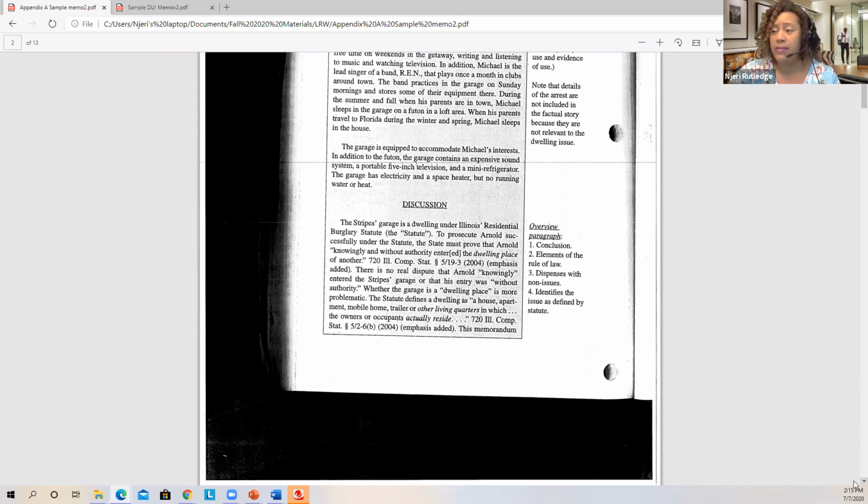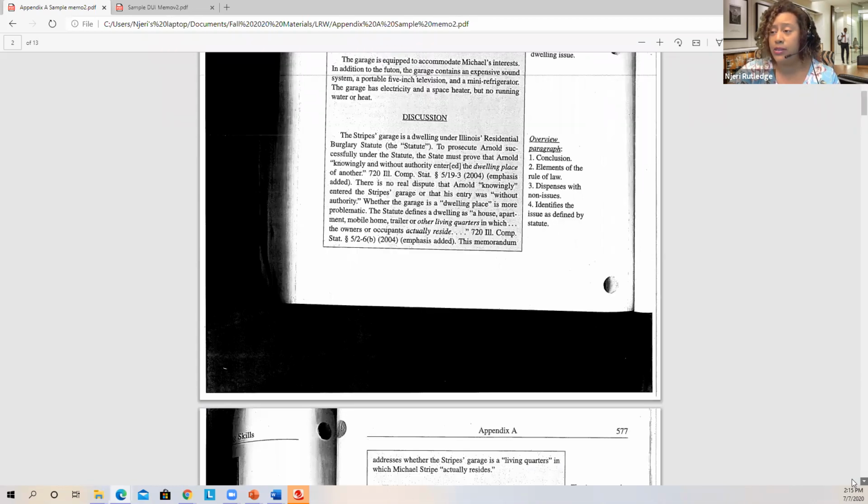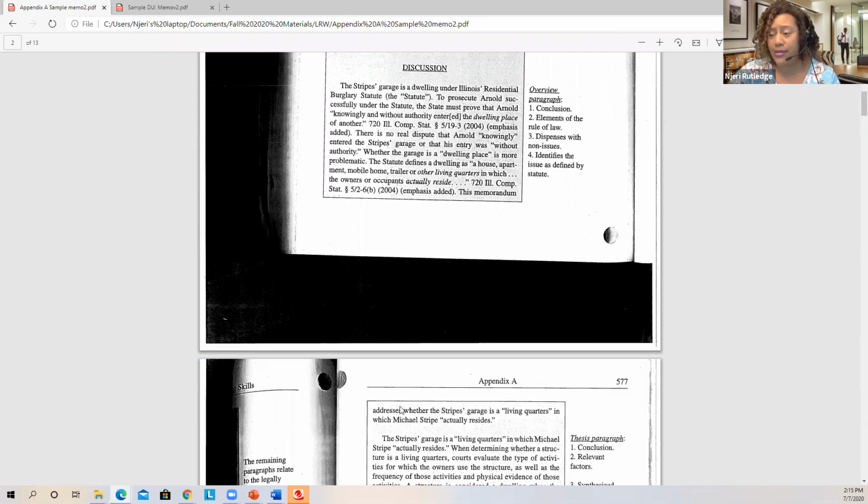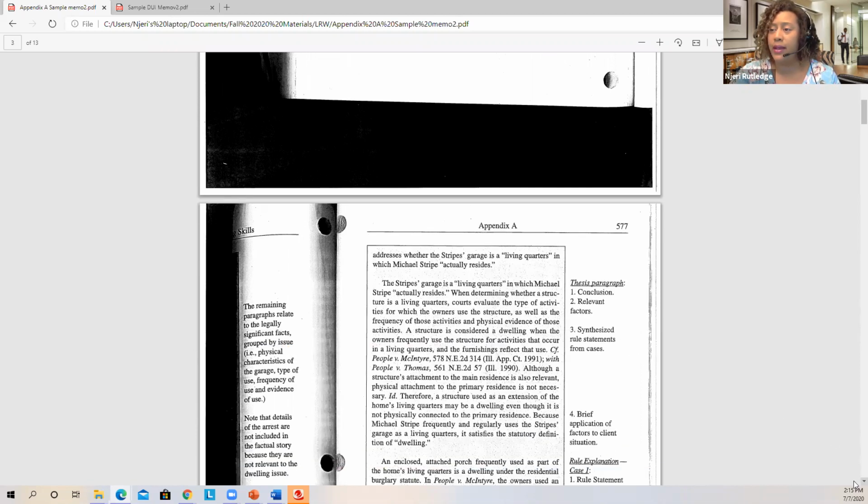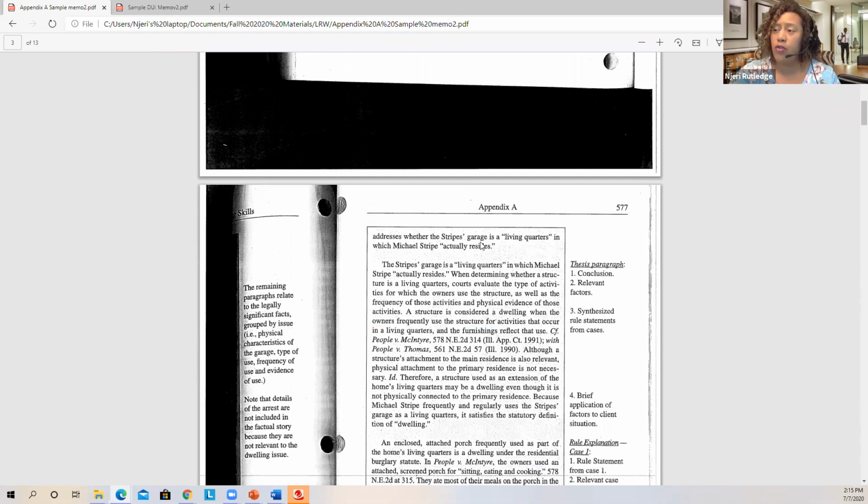And then it does something that I hate, so please don't do this. "This memorandum addresses." A better way to say that is "the court will focus on," or what have you, but don't get into what this memo will address. I think that sounds sophomoric. "Whether the Stripes Garage is a living quarters in which Michael Stripe actually resides is the primary dispute." That would have been a good way to do it.